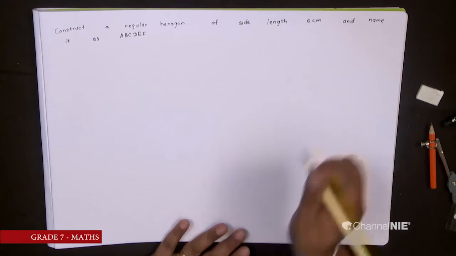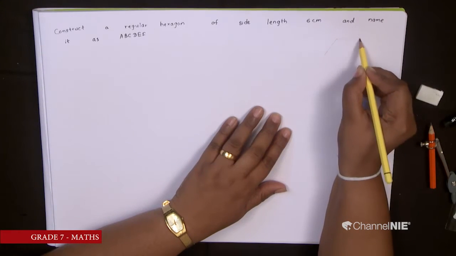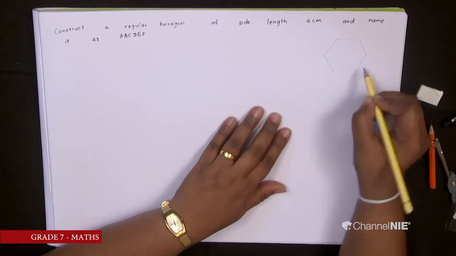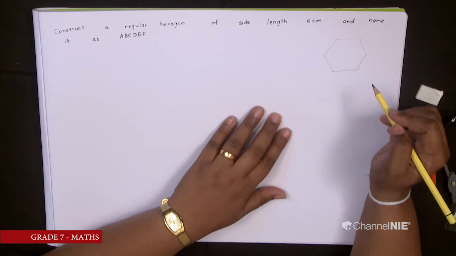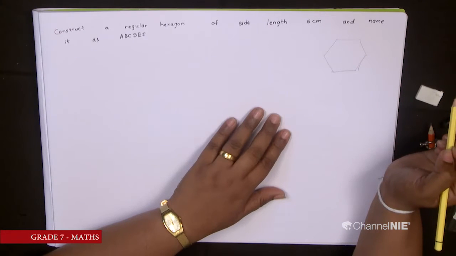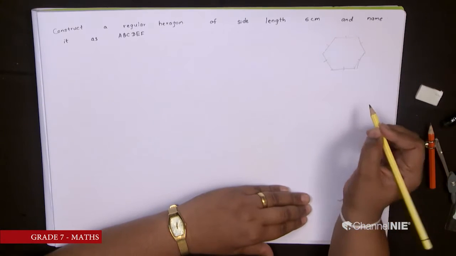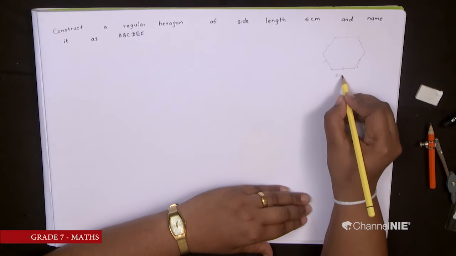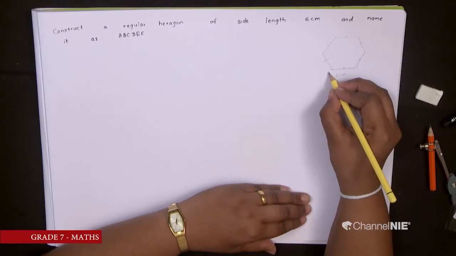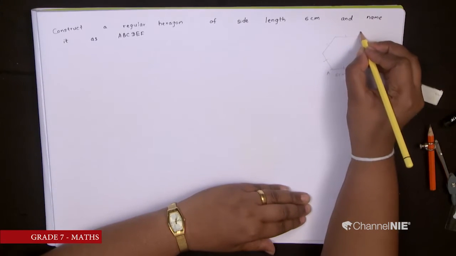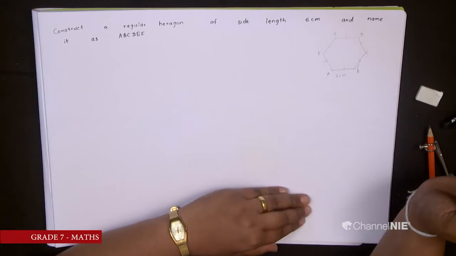Right. First of all, we have to draw the sketch of the regular hexagon. Using freehand, you have to draw the sketch. Now, a regular hexagon means all 6 sides are equal in length. So, now I have drawn a regular hexagon. So, you have to mark that all 6 sides are equal and the length of one side is 6 centimeters. And the name of this regular hexagon is A, B, C, D, E, F. Right. Now the sketch is there with me.